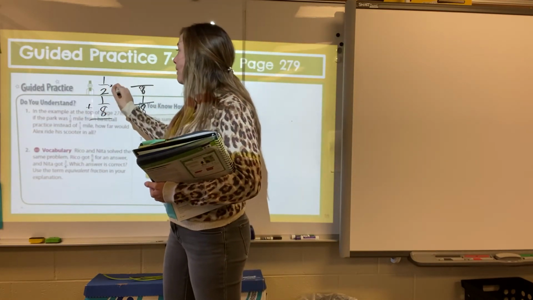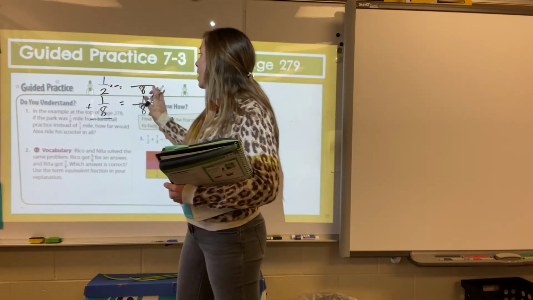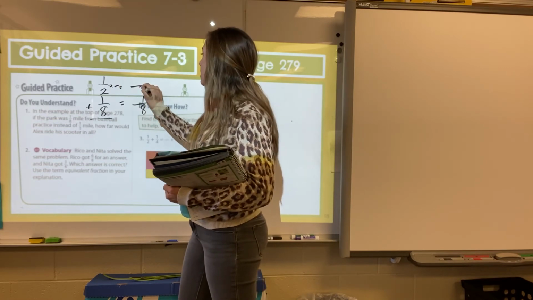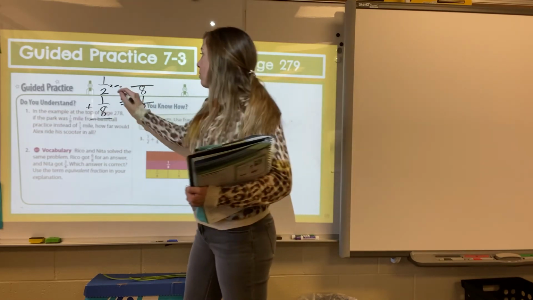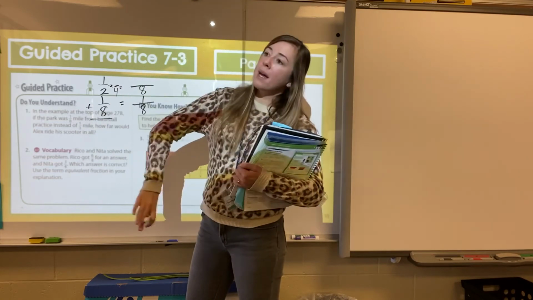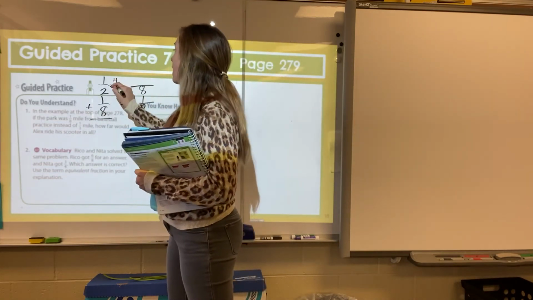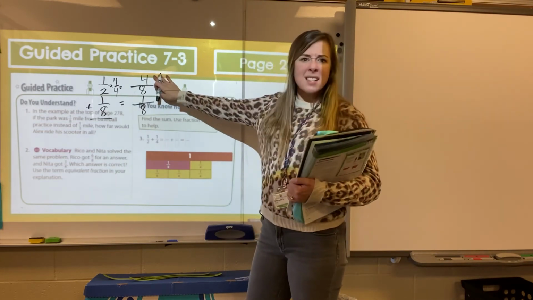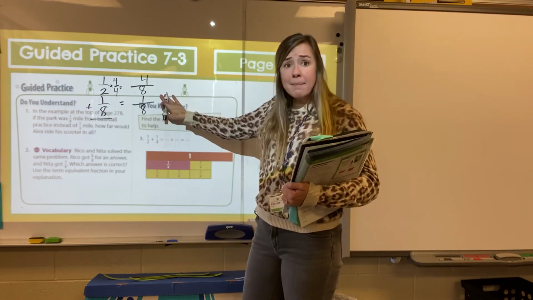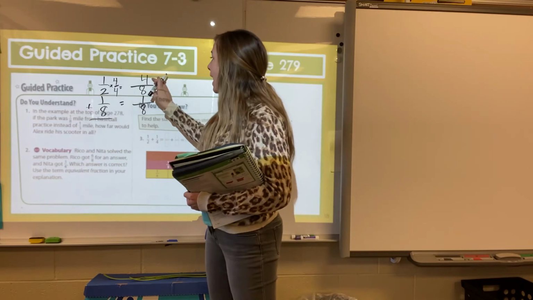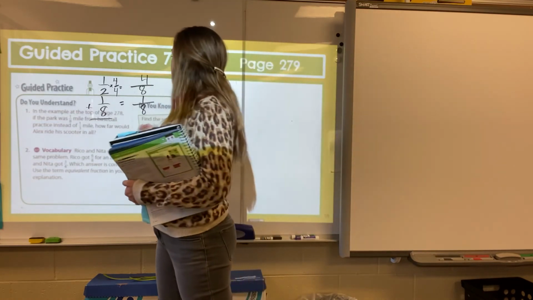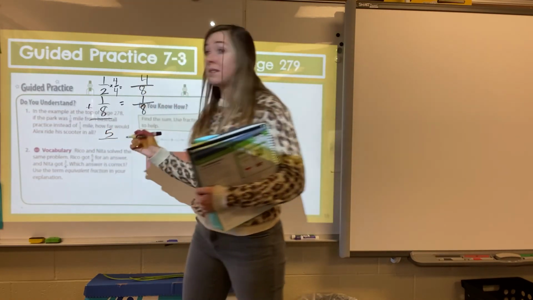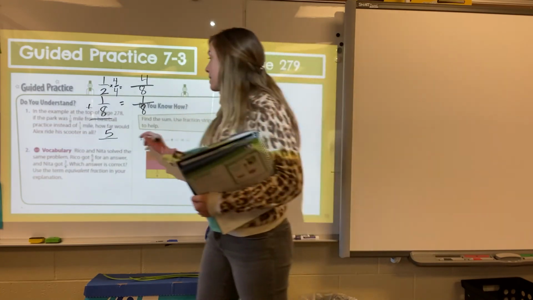For this one, I will have to do a little bit of multiplication. So 2 times what is 8? Well, 4. So what I do to the bottom, I have to do to the top. 1 times 4 is 4. So we get 4/8. And that makes sense because 4 is half of 8, so that makes sense that it's half. So now I need to add 1 plus 4 to get my 5. And my denominator, because I'm adding, will stay the same.